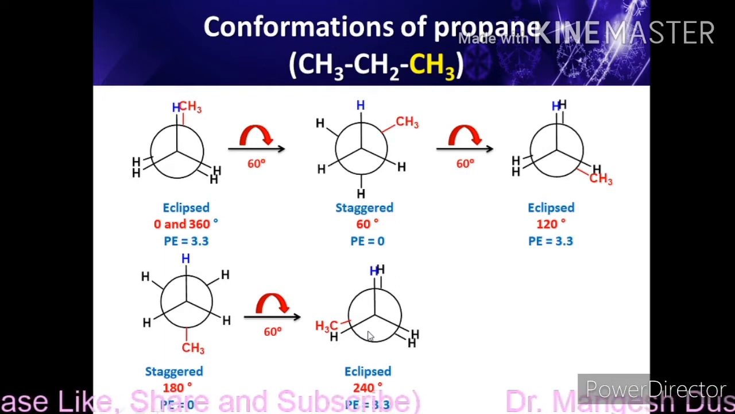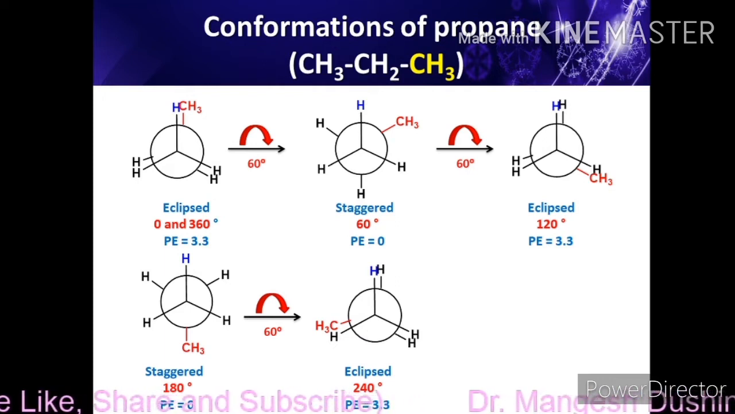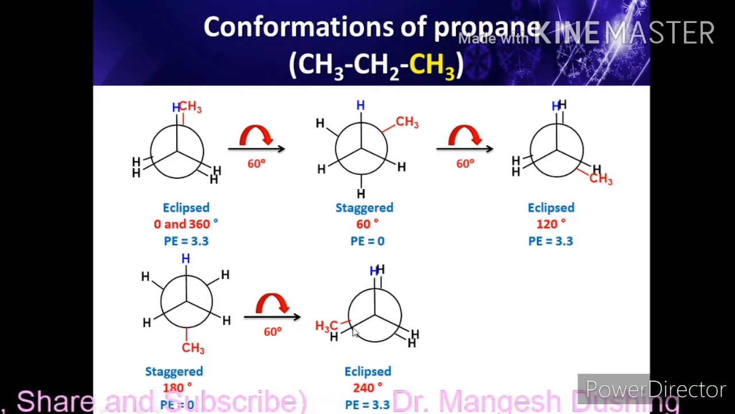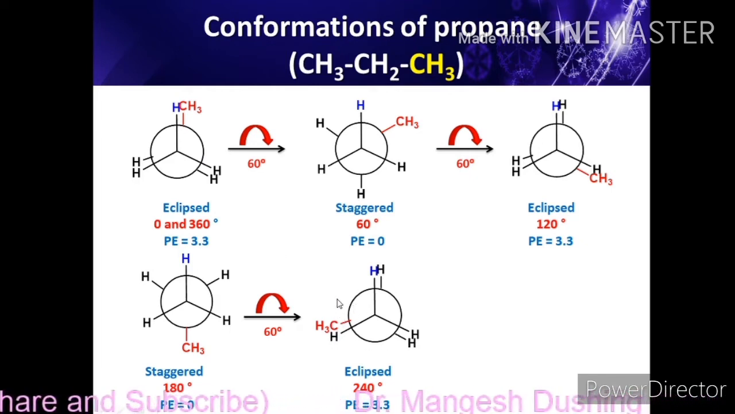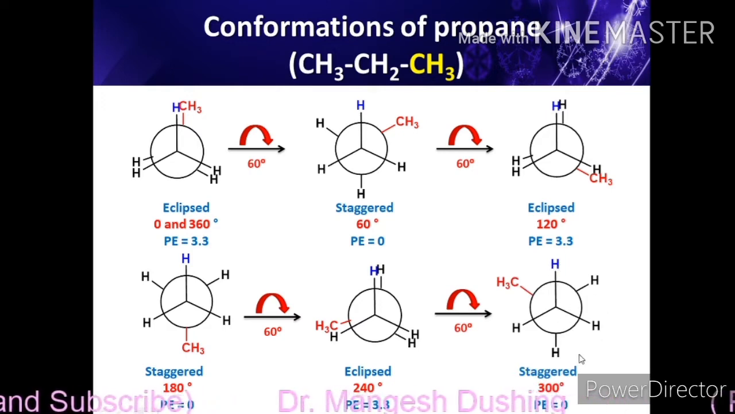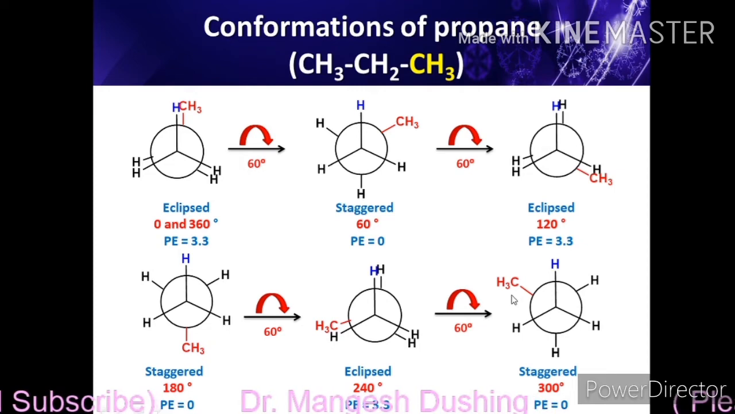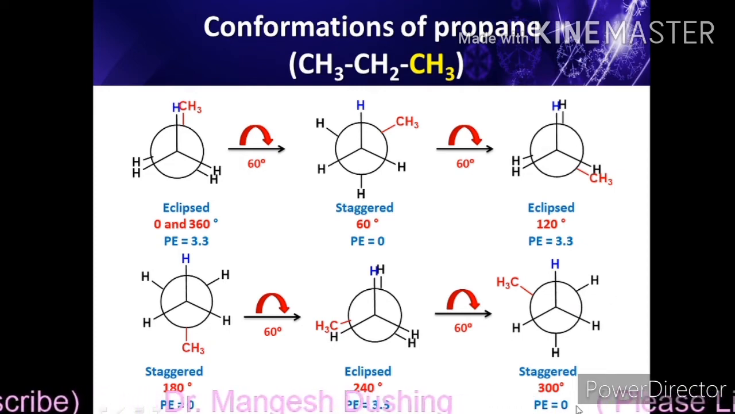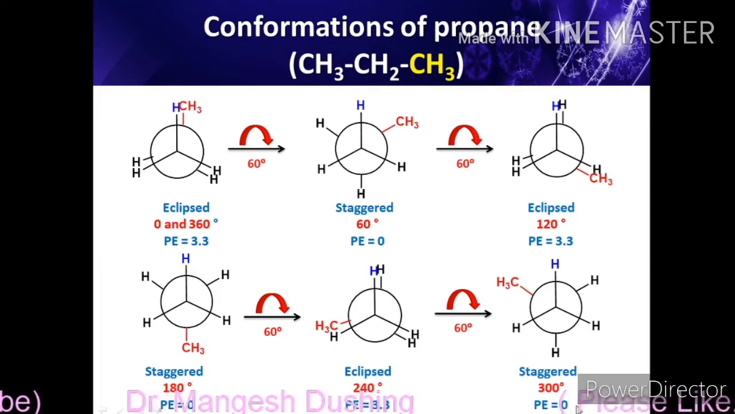So potential energy of the molecule will be the same. Again we will rotate this methyl group, as this rear carbon will rotate by 60 degrees. So the angle between this observed hydrogen atom and this methyl group will be 300 degrees. Now this is a staggered conformation. Potential energy is again less, that is 0 kilocalorie per mole.